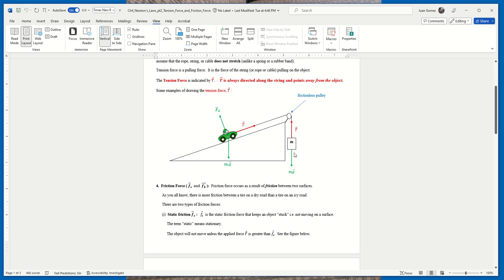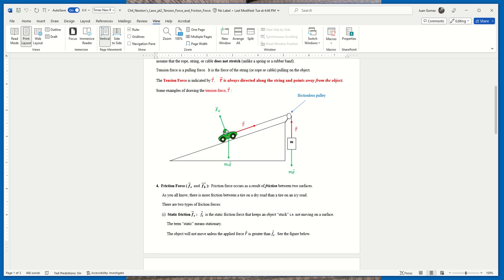But the mg, that's the weight. Now again, the string is connected to the car, runs over the frictionless pulley, it's connected to the falling mass. Tension force, object connected to a string. How do you draw it? It's directed along the string, but away from the object. So this right here, that's the tension force. That's the force of the string pulling on the falling mass. Again, along the string and away from the object.